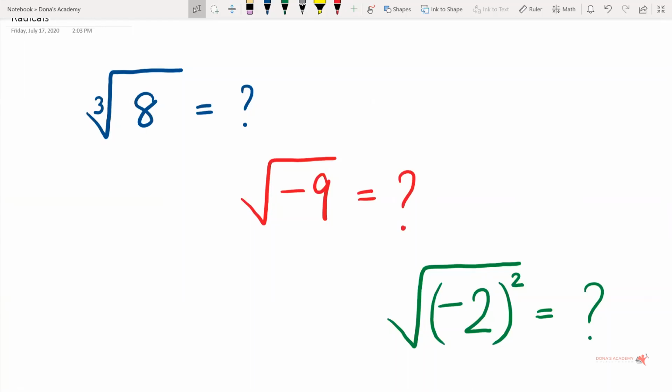Do you know how to find these numbers? So today I'm beginning pre-calculus lesson 3, which is radicals. So please keep on watching this video to learn how to find these numbers.